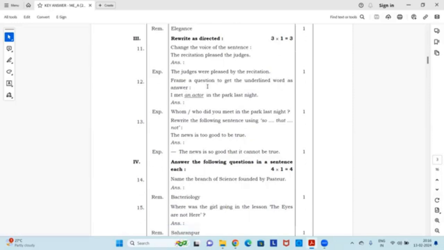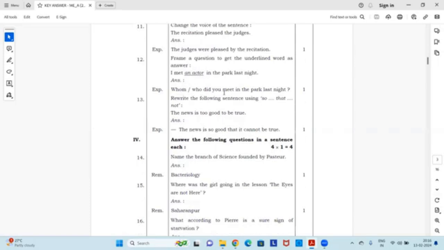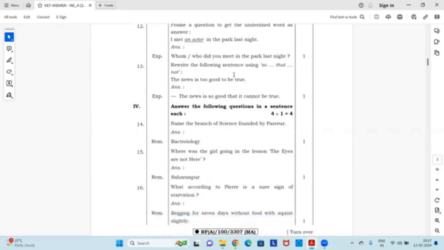Next, 12th question. Frame a question to get the underlined word as an answer. I met an actor in the park last night. The underlined word is an actor. So you have to frame a question in such a way that this underlined word comes in the answer. The answer will be, whom did you meet in the park last night? Or who did you meet in the park last night? Both of these question words are correct. Any of them you could write, but the sentence should be written like this so that we get the answer as an actor. Next, rewrite the following sentence using so that, not.